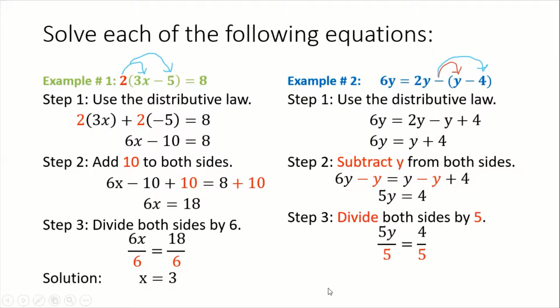At this stage, you're going to simplify, and that will give you your result. So note that 5y over 5 is just y, which is going to equal 4 over 5. Right? And you are finished.